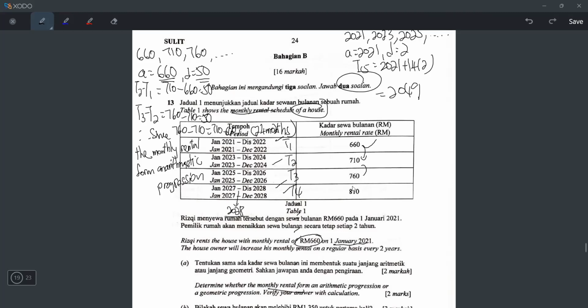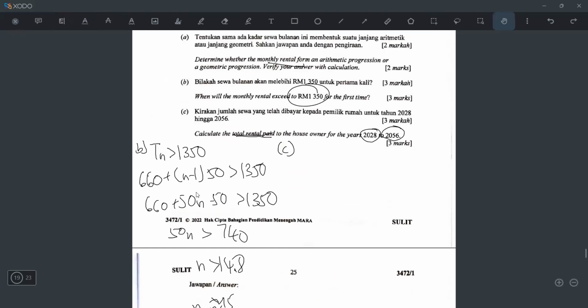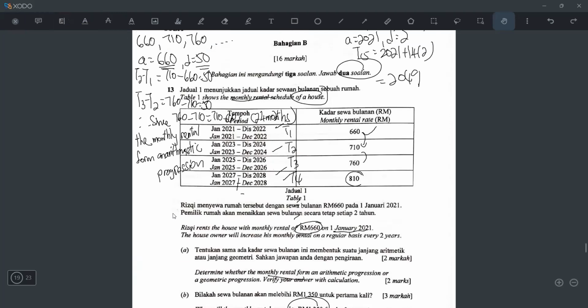It means you will not pay times 24, you will pay 810 times 12. The reason is because if you are staying from January 2028 until December 2028, you are only staying for 12 months. That's why you don't have the times 24, just times 12, right? But then you stay until when? You stay until 2056. Wow, you stay many years. So you stay until which T exactly?